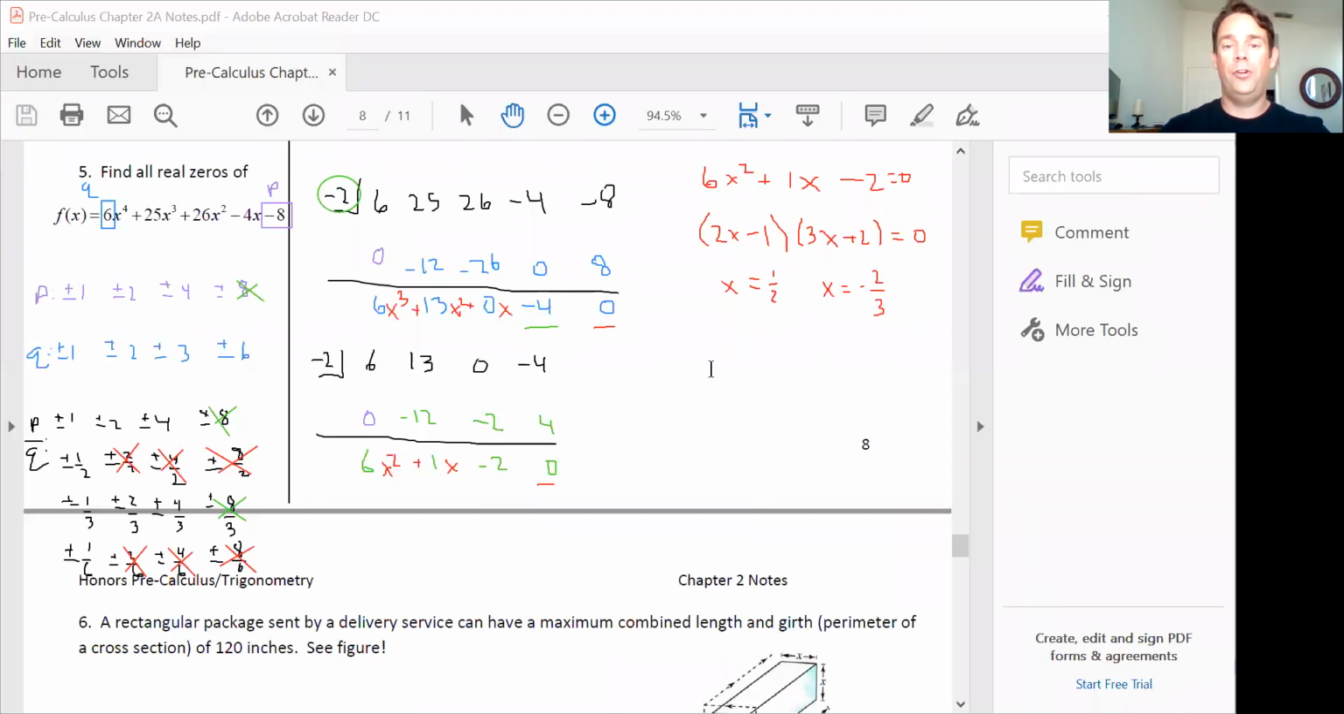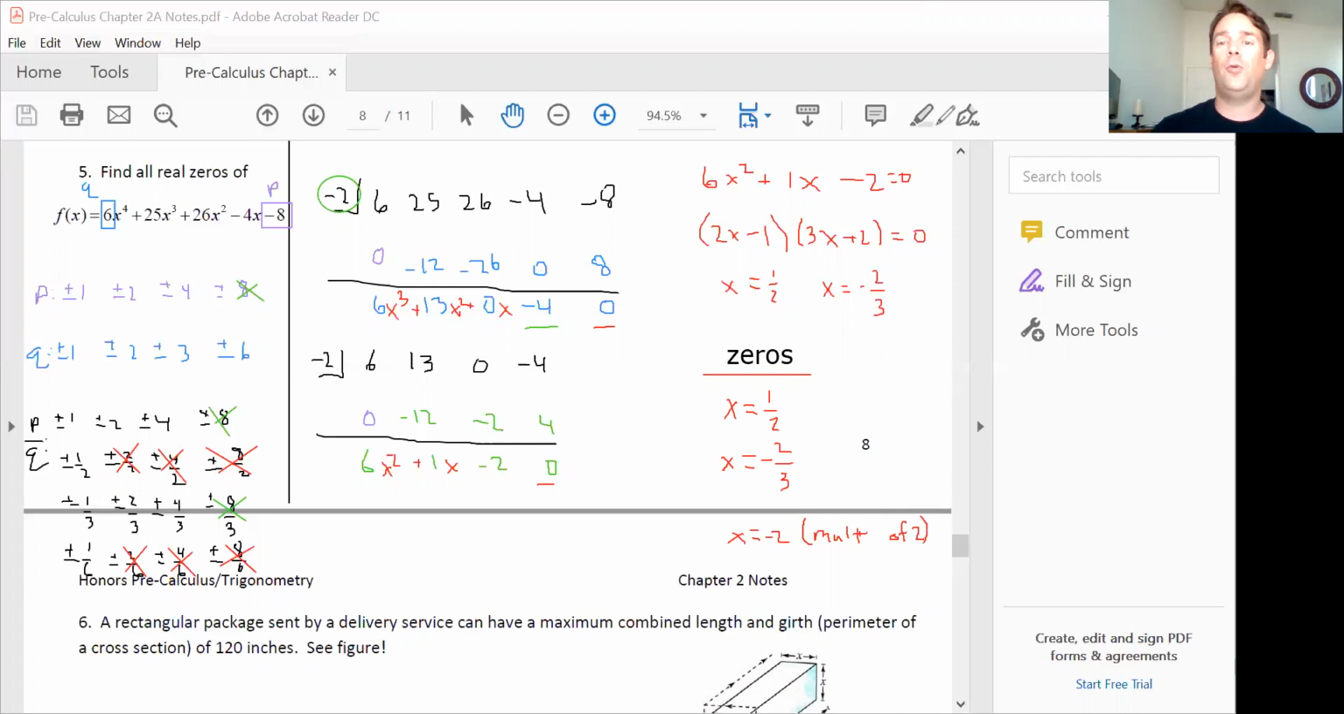So if I'm asking for my zeros, which I am, I would have first said x is 1/2. x is -2/3. But I also would have said x equals -2. Now I'm not going to write it twice. I'm going to go back and talk about multiplicity. Multiplicity, it came up twice. So I'm going to write that it had multiplicity of 2.